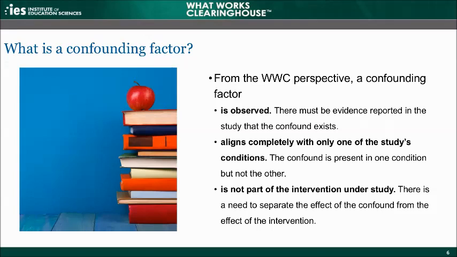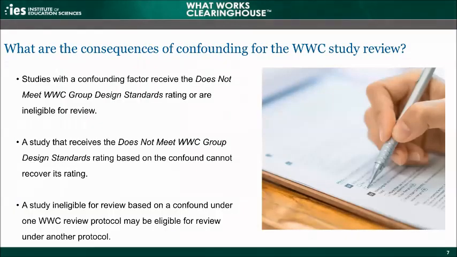Next slide, please. And so this leads us to a natural question: what are the consequences of confounding for a study reviewed under the WWC? Well, the primary consequence is studies with a confounding factor receive the does not meet WWC group design standards rating, or the studies are ineligible for review, in which case the studies would not receive a rating at all. A study that receives the does not meet WWC group design standards rating based on a confound cannot recover its rating.